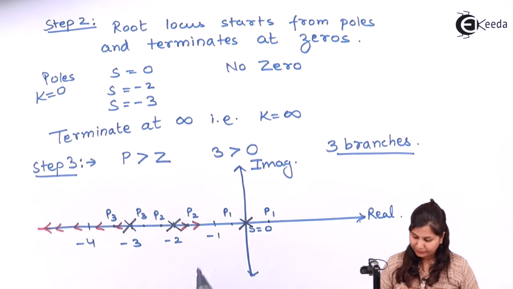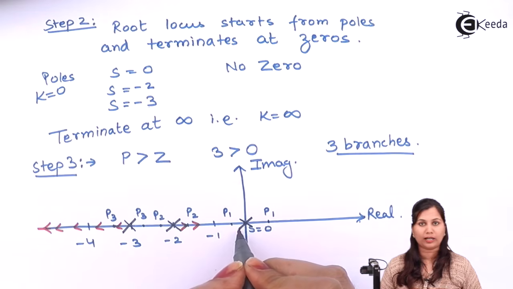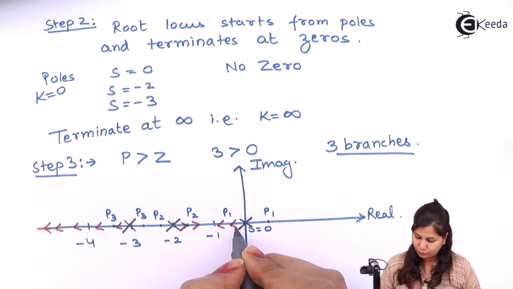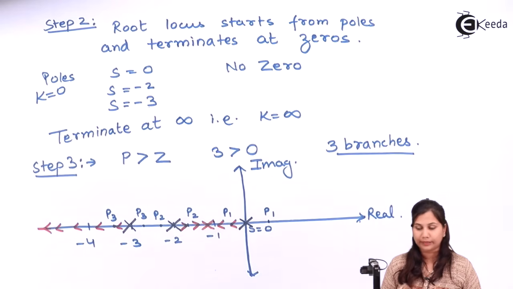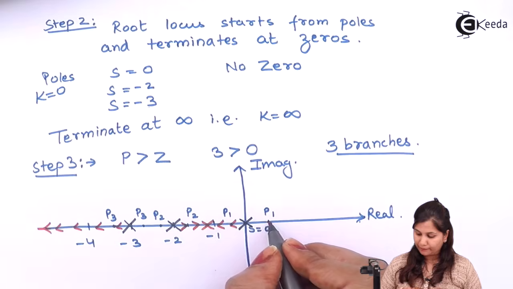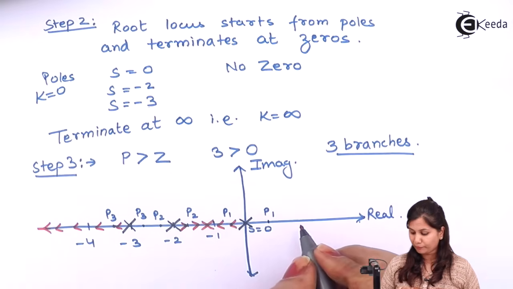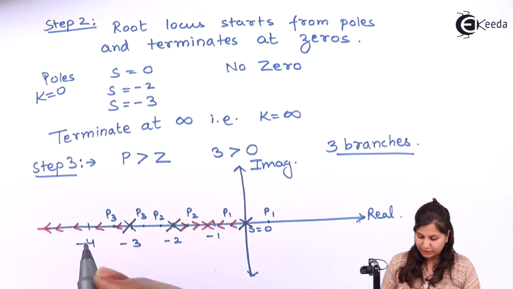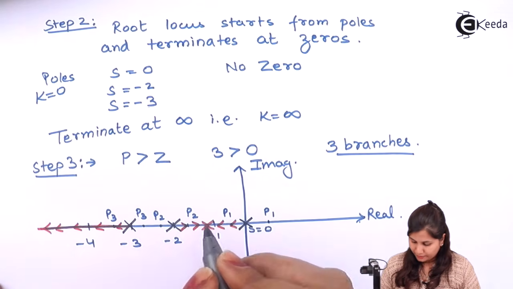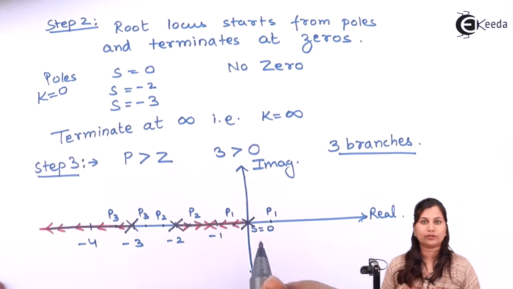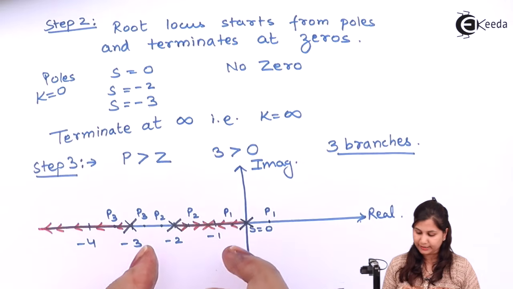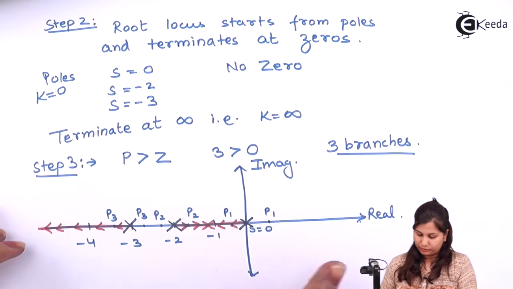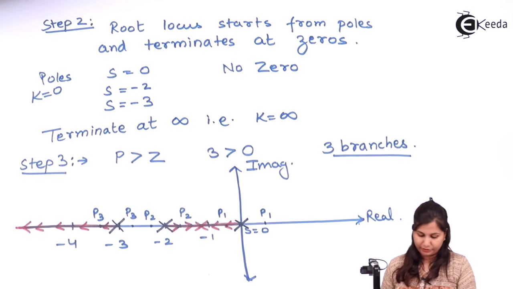Okay. Now for P1, the number of poles is 1 on the right hand side. It is odd. So the direction of root loci will be towards this point. And for this point, the number of poles is 0 on the right hand side, so it will not be in this direction. So these are the root locus branches for these 3 poles. We have known that this is existing between these 2 parts. Okay, so this completes our step number 3.